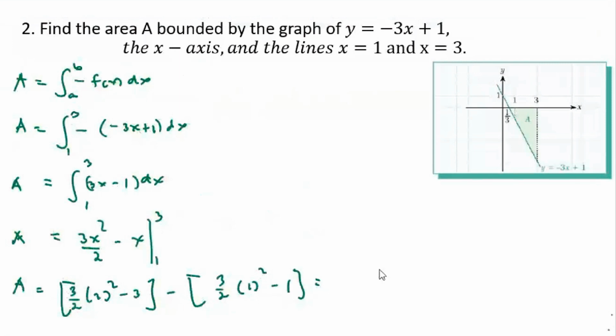So simplifying this one, 3 squared is 9 times 3 halves. We have now 27 over 2 minus 3, minus, we have 1 squared is 1 times 3 halves. So we have 3 halves minus 1. So simplifying that will give us 21 over 2 minus 1 half. So therefore, the area will give us the value of 10.